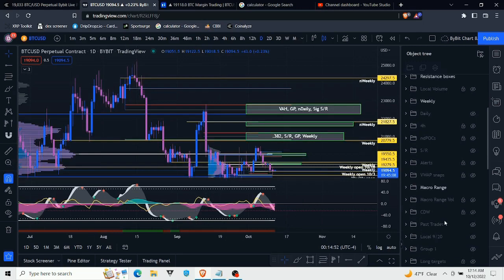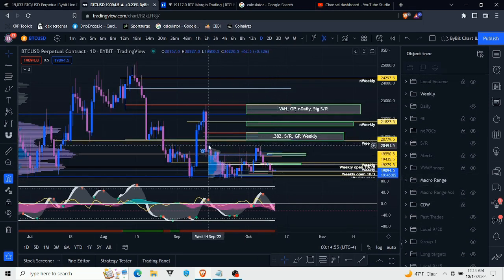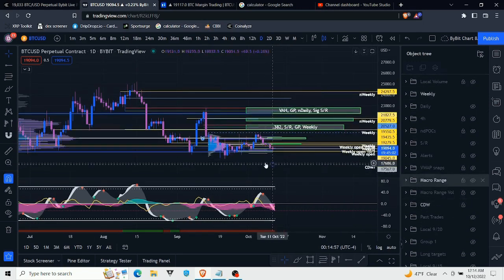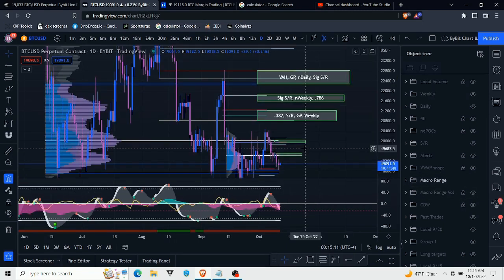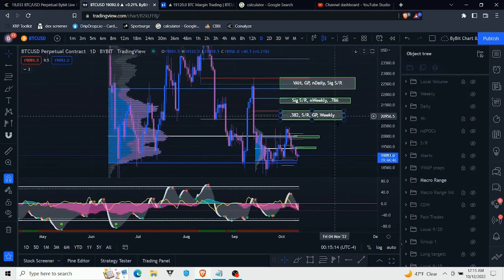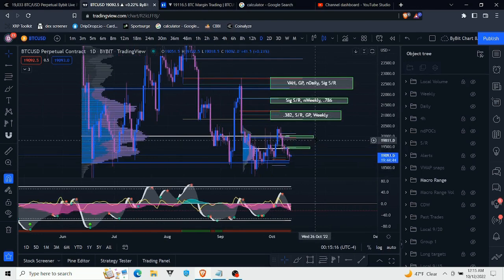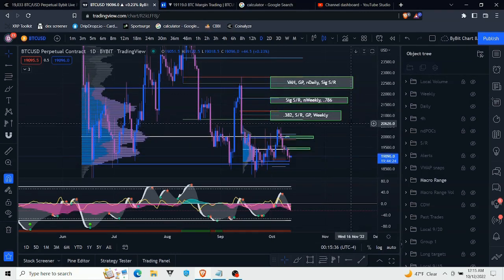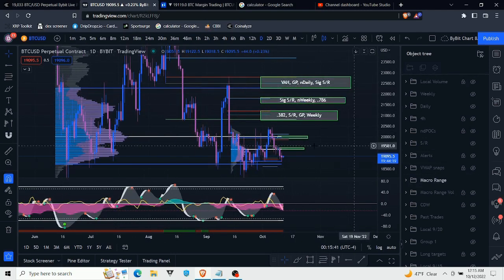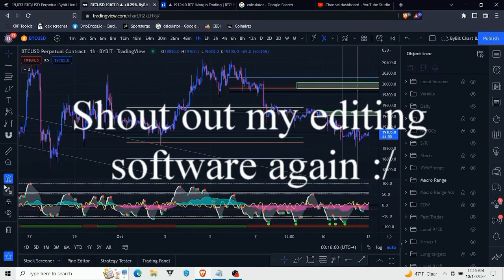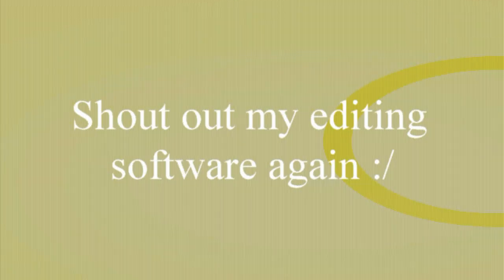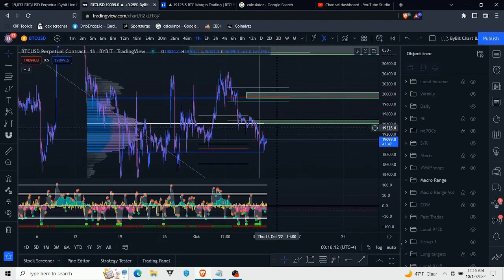And I do have a folder for CDWs actually. Got one marked out right there, got some marked out down here. But that's pretty much what I like to do. It can get cluttered at times, which is why I like to simplify it down to these boxes where I just find the most Confluence. And you can mark out these boxes for macro ranges or, if you're a day trader, then you can just mark out the local areas of interest.